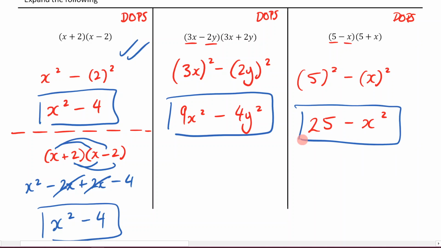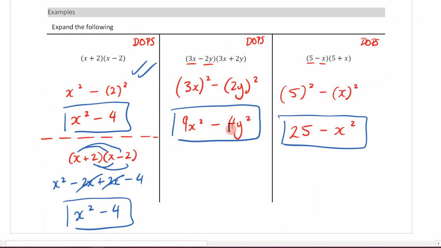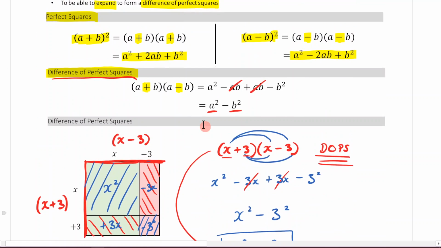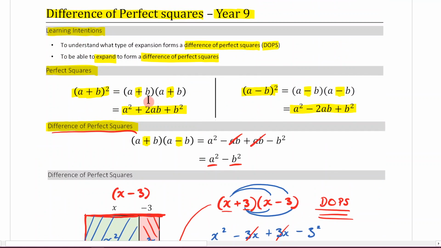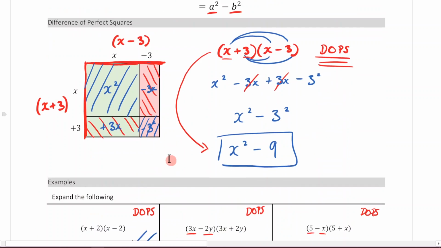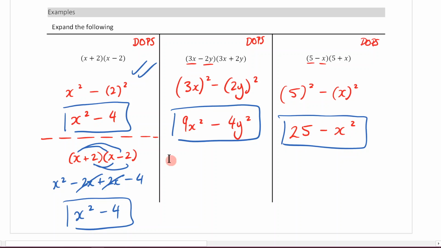So the trick with these, when they're asking you to expand, is just to recognize that it's difference of perfect squares and not getting them confused with your perfect squares here. So being able to differentiate these from this, and then you're able to expand super duper quick.